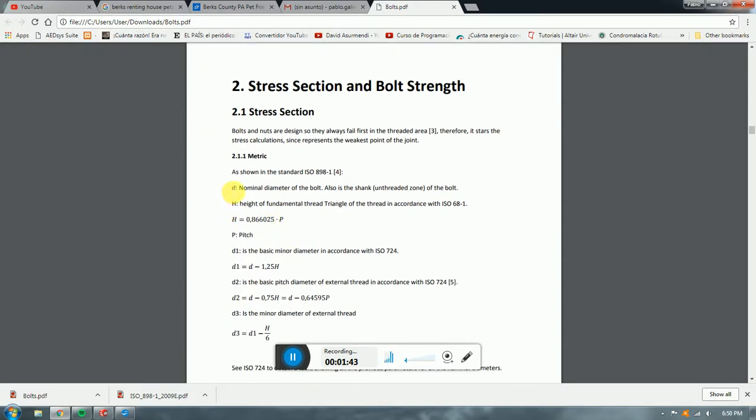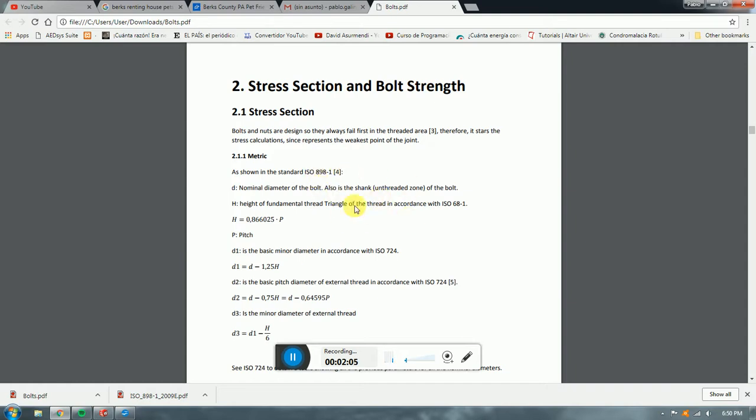The first one is going to be the diameter, okay. D is going to be the nominal diameter of the bolt. For example, in the metric system for an M5, it's going to be 5 millimeters, of course. M6, 6 millimeters. M20, 20 millimeters. Okay, that is the nominal value of the diameter of the bolt.